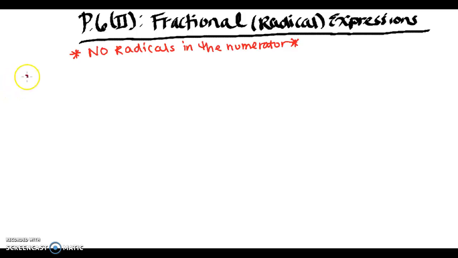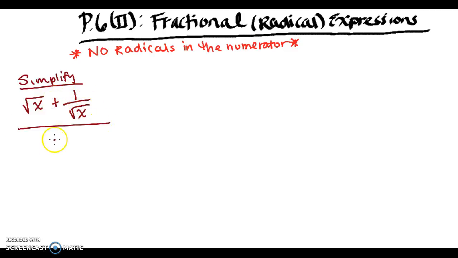So I want to simplify this radical expression. Here I have the square root of x plus 1 over the square root of x, all over x. Normally, if we have a rational expression, we want to create just one expression by finding the common denominator. So I'm going to rewrite this as the square root of x over 1 plus 1 over square root x. We have 1 and square root x, so my common denominator is square root x. That will be my LCD.